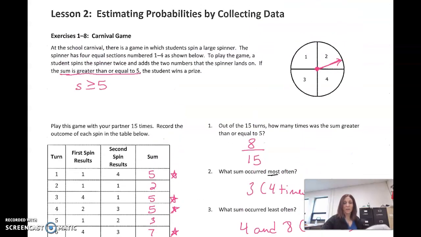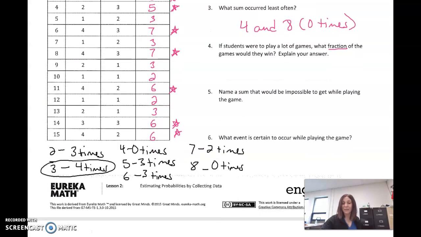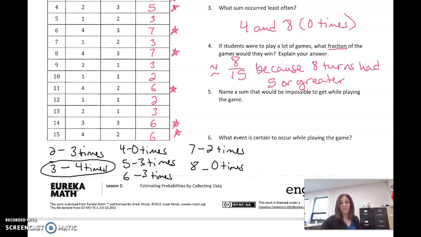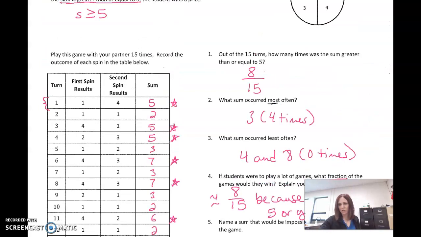This one turn right here is one game. We just happened to pretend to play it 15 times, and in those 15 times, we had 8. So what fraction of the games would they win in this case? It would be 8 out of 15, and I'm going to say approximately, because it can change a little bit. But based on the data we've collected, 8 turns had 5 or greater. So instead of just playing it once, we did it 15 times, and in our example, 8 out of the 15. I kind of got ahead of it by putting 8 out of 15 here. It was really just 8 times.